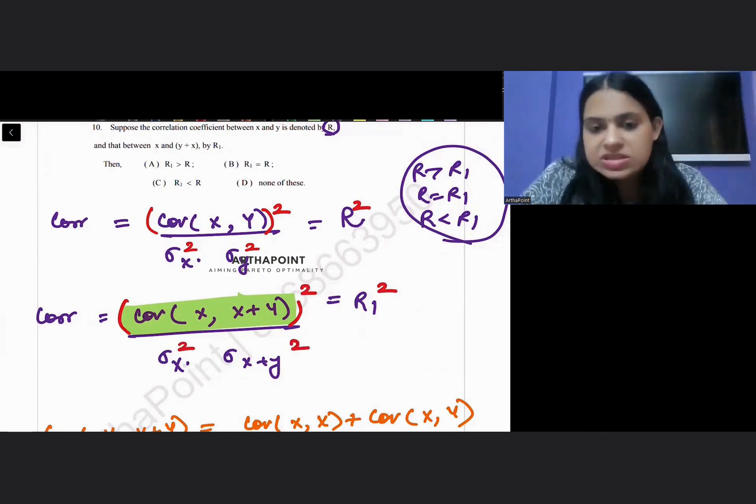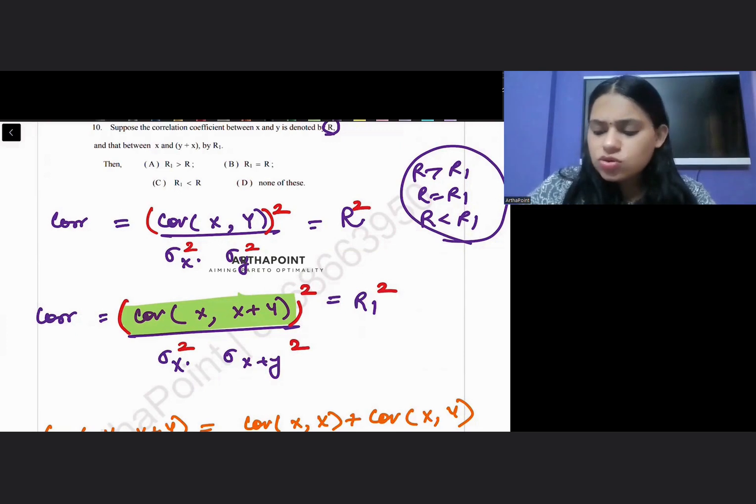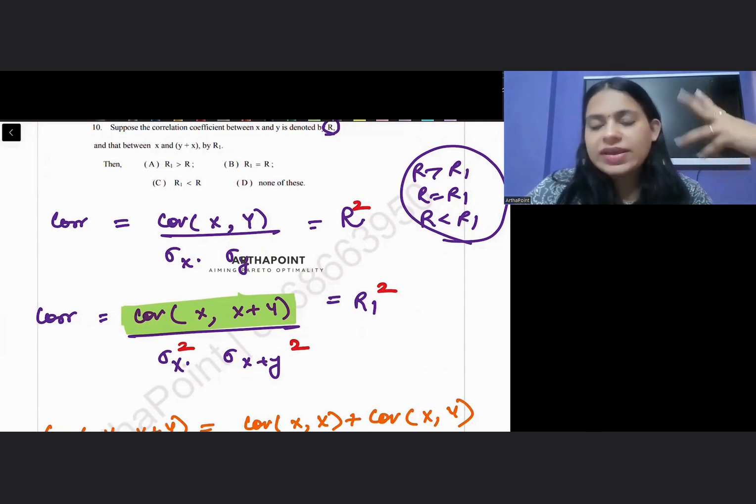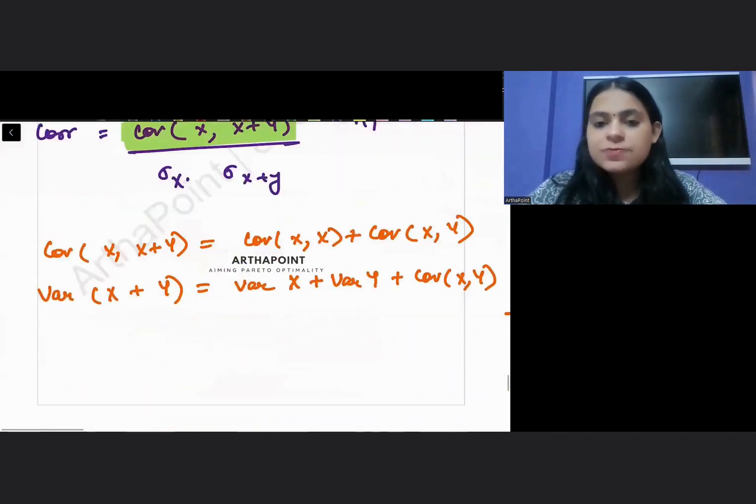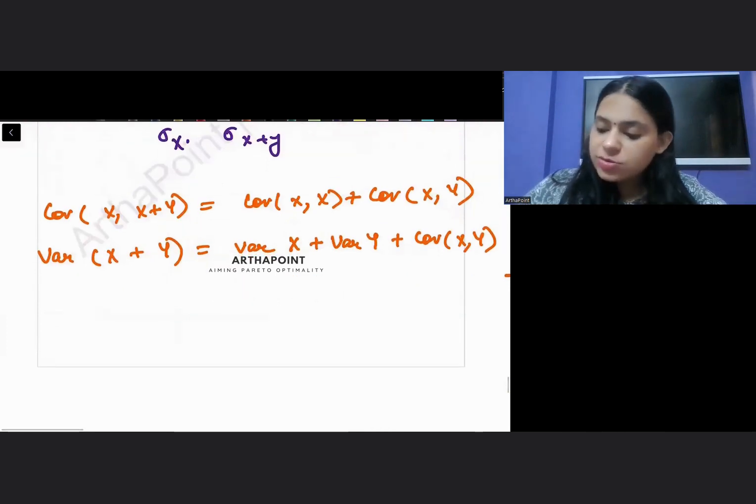Just if you want to ease out things. Otherwise, you can also work around with variance. If variance is more, the standard deviation automatically will be more. So in the denominator, I can compare the variances also, and I will get some idea about standard deviation, isn't it?